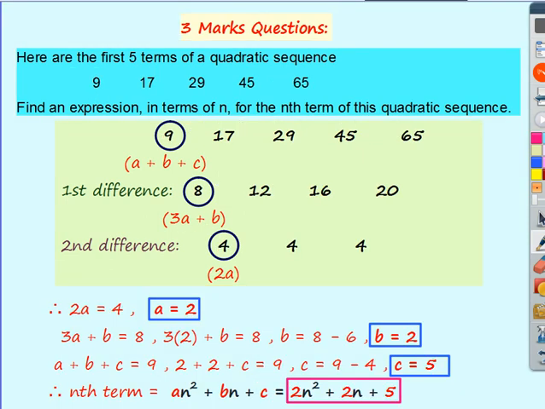Now one more for 3 marks. So here similar sum. Now you can try on your own. You find a plus b plus c. Find your first difference equal to 3a plus b. Then second difference equal to 2a. You can get your answer. Substitute the values. So a n square, so 2n square plus bn, 2n square plus n plus 5.